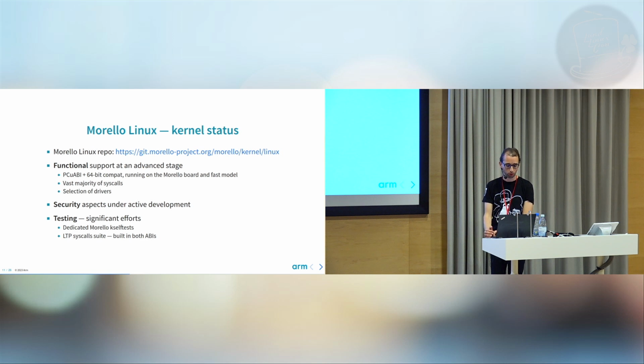We support the vast majority of syscalls. Some are a bit more complicated, but we're getting there. And we support a selection of drivers, the issue being that some drivers need some changes to be capability friendly. So we can't build the entire kernel yet. We have to be a bit progressive with that. The security aspects are under development right now, and we're making good progress. Testing has been a pretty big aspect as well. We're adding some Morello specific self-tests, and we are running the LTP syscall suite for now, and we've got the vast majority of tests passing in both ABIs.